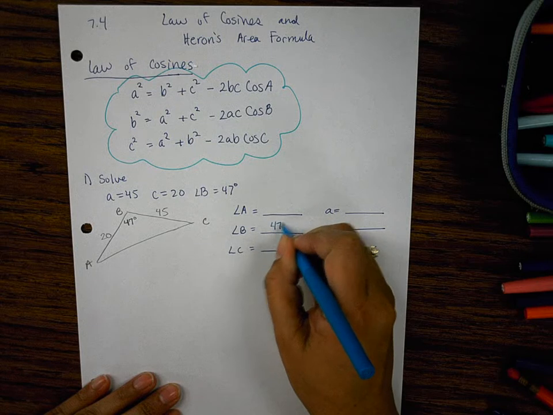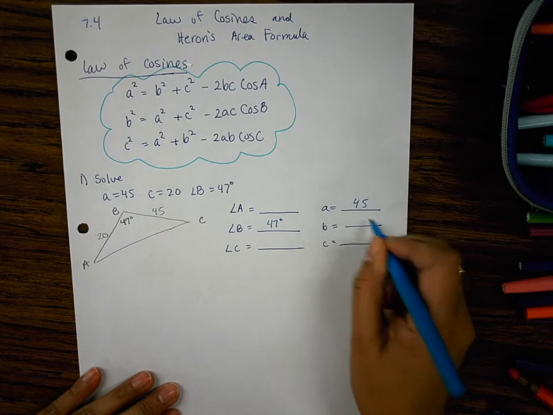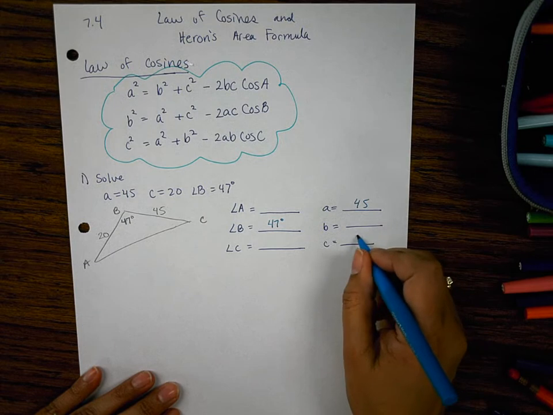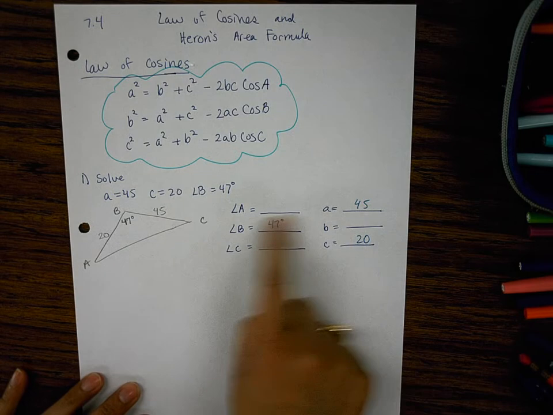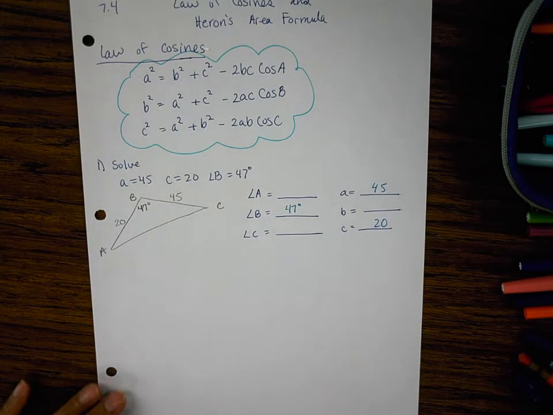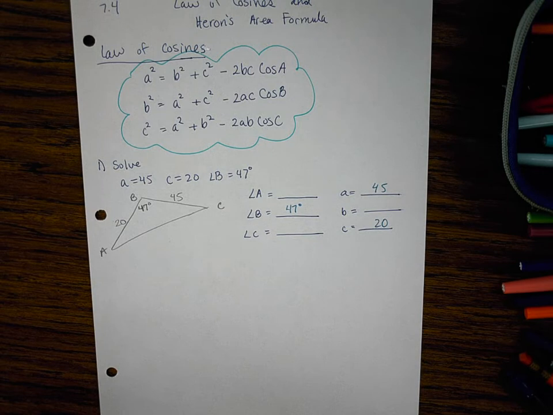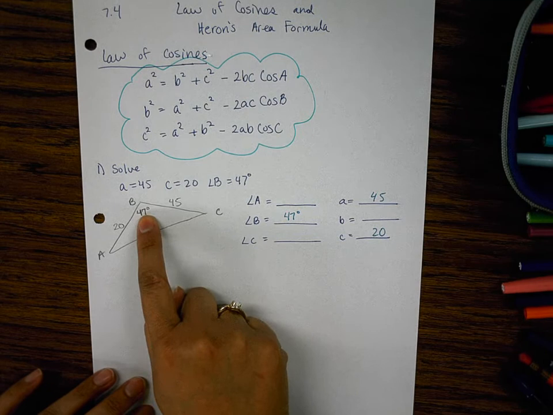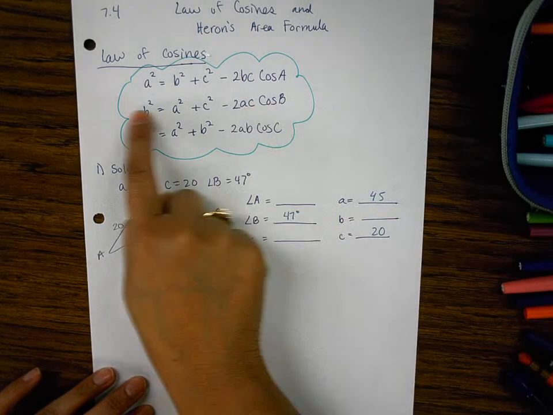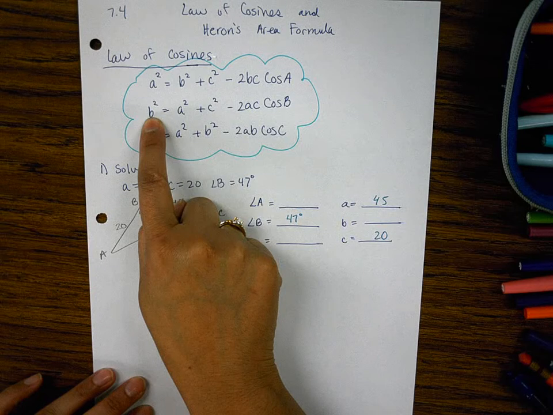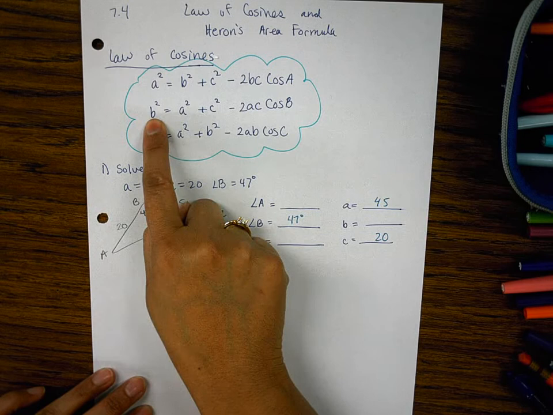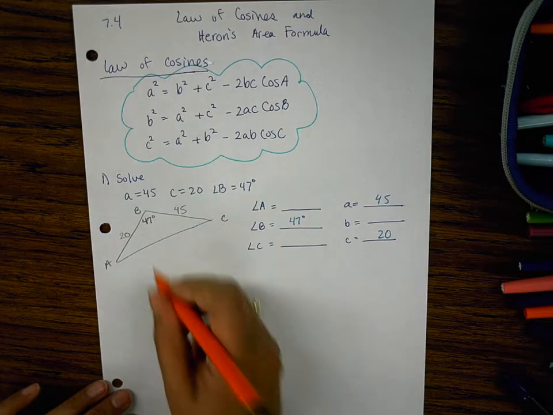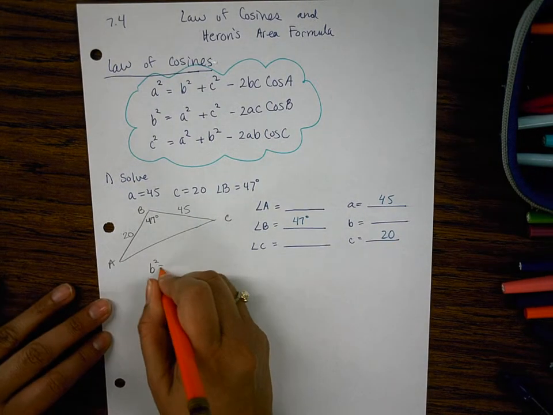All right, given information. Angle B is 47 degrees, side a is 45, side c is 20. We can't use law of sines again because I have no matching angle with its corresponding side. So if I'm going to use law of cosines, I can see here that I have angle B. Angle B is the only one I have, so I'm going to use this formula here, meaning I'm going to be looking for side b because that's the only thing I don't know in this formula. I know angle B, I know sides a and c, but I don't know side b. So we set it up like this.